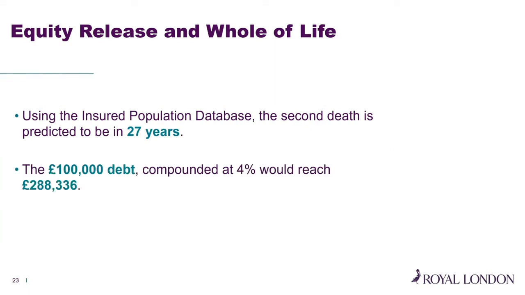Now, this idea does use a few numbers. The first of which is, when do we expect the second of Bill and Wendy to pass away? We're using the same insured database that Adrian used when he was looking at the value calculator, and we expect that the second of Bill and Wendy to pass away is in 27 years. It's important then to have an understanding of what the £100,000 debt would have grown to through compound interest at 4%. And you can see the number there, it's 288,000 plus change.